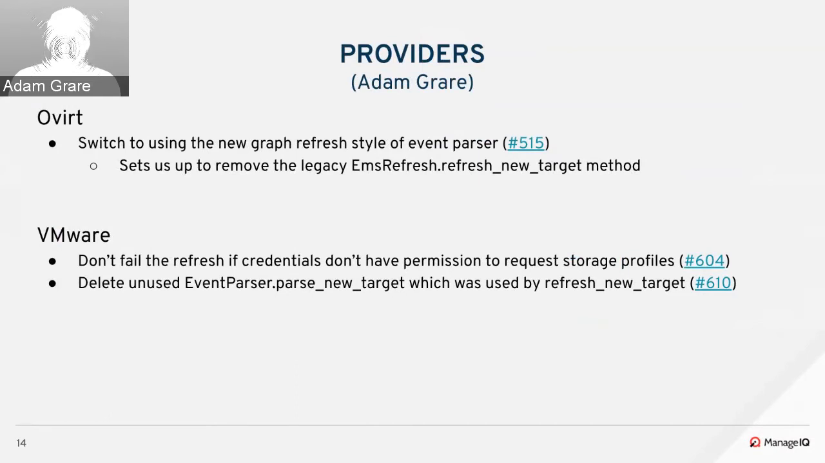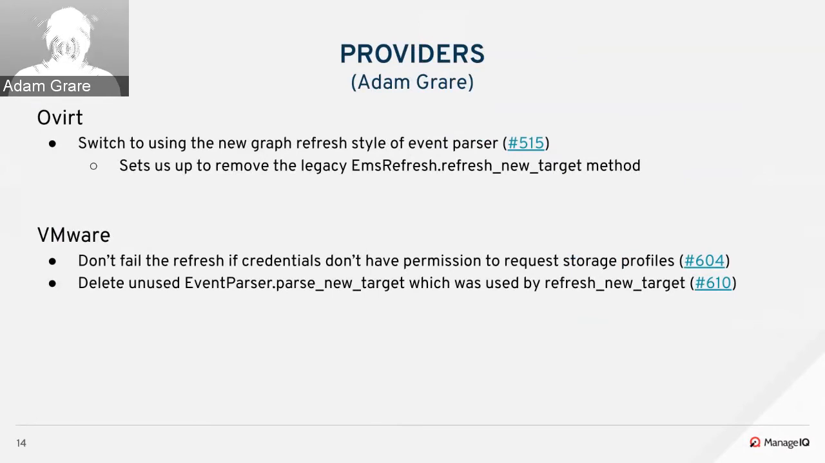On the VMware side, we found an issue where if you had credentials that didn't have access to request storage profiles, on the previous version, Ivanchuk, it would succeed. It would just log a warning that it failed to connect to the SPBM endpoint. In the new streaming refresh in Jansa, it was actually failing the refresh. So that was a discrepancy between those two. So we've fixed it up to just log a warning if it couldn't collect storage profiles.